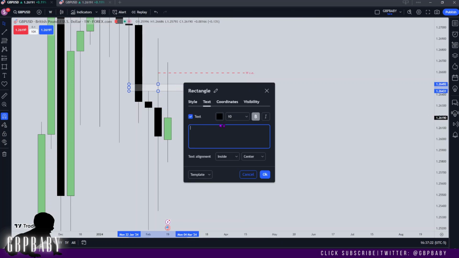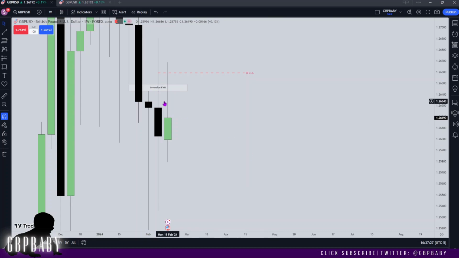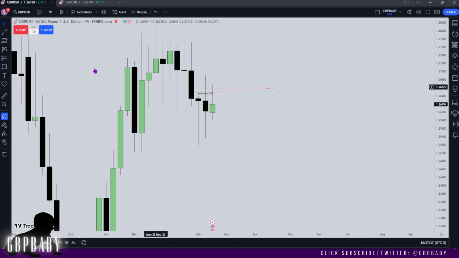So we can put inversion fair value gap here. And this fair value gap has been traded through 3 times now. Delivered down once on the downside, traded through, up, down, up and down. So again, it's rejecting price away and pushing us towards the likelihood of seeing lower prices.